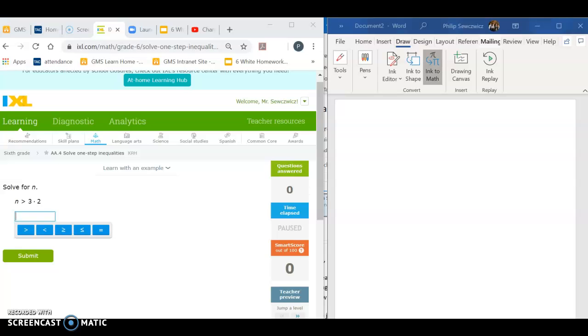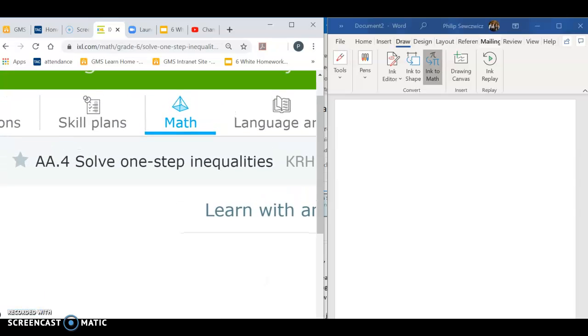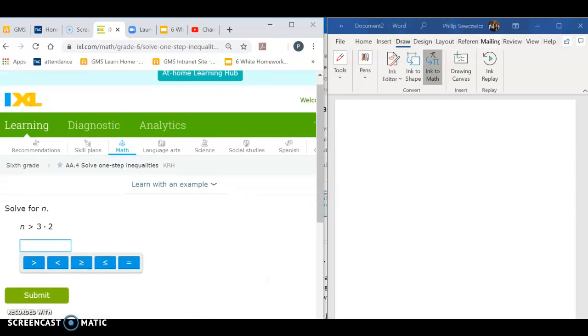We are looking at IXL AA4. We are solving one-step problems with our inequalities here.